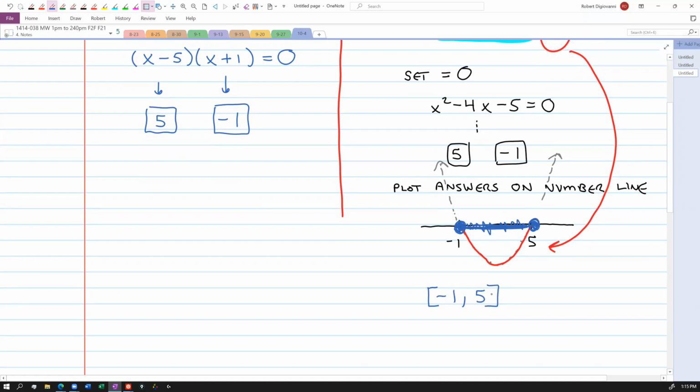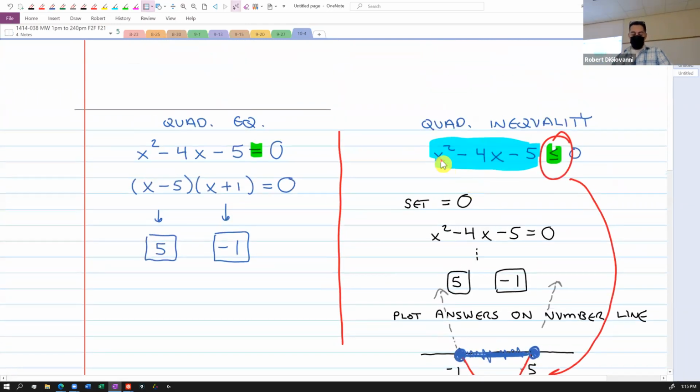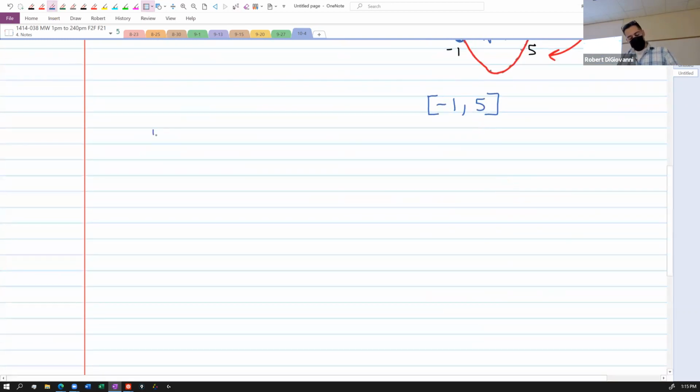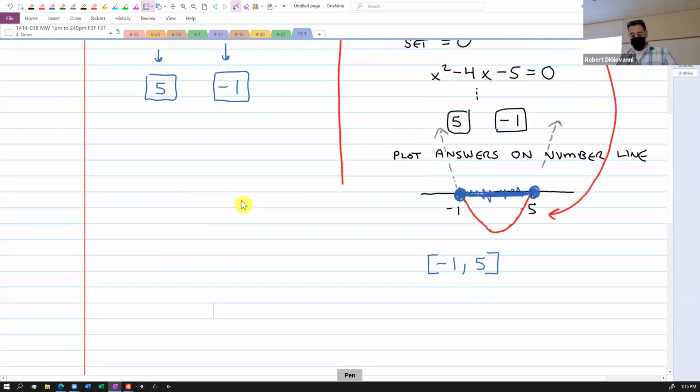Will it always be between the two numbers that we get when we set it equal to 0? No, that's a good question. Will it always be between? So what if the original inequality would have said x squared? Well, let's just write it. What if it would have been 4x squared minus 5x? Wait, hold on. Minus 4x. So I don't know what I'm writing.